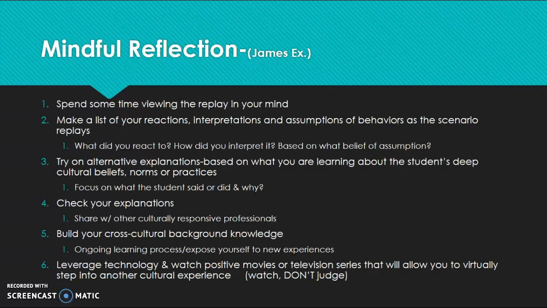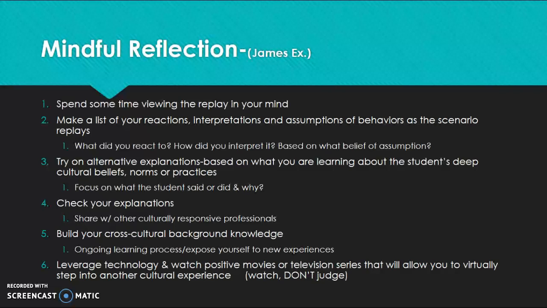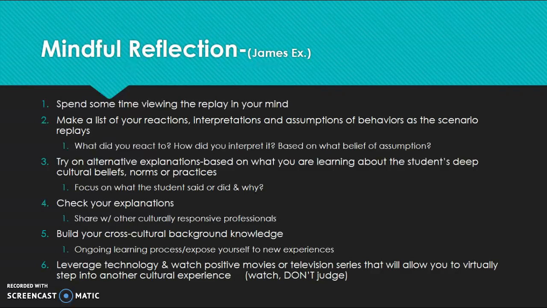Then try alternative explanations based on what you're learning about the student's deep cultural beliefs, norms, or practices. In this situation, you would need to study your students better, and one of the most important parts of teaching is knowing your students well. So focus on what the student said or did, and then think, why do you think they did that?